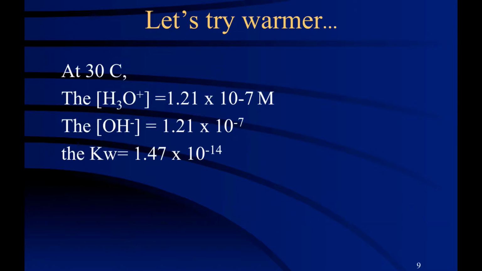At 30 degrees, if we measure the H3O concentration, we get 1.21 times 10 to the negative 7th. In other words, a higher concentration of ions. That's because more is being given off. The OH concentration is the same amount. No surprise there. There's still a 1-to-1 relationship. When you multiply the two of them together, what do you get? 1.47 times 10 to the negative 14th.